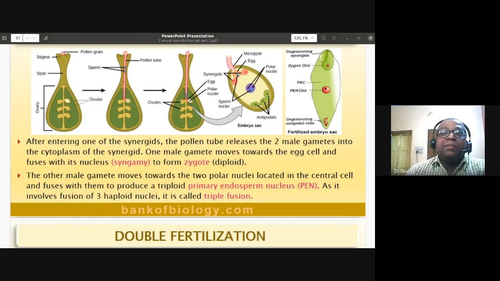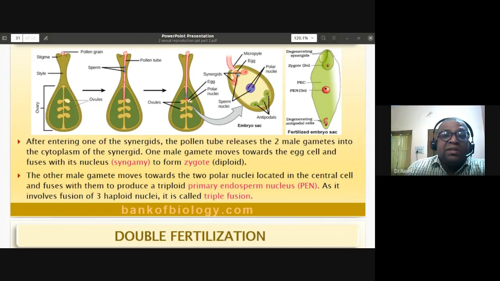So that is what you have to remember about fertilization in angiosperms. After the pollen tube has entered, the synergids guide it and receive the pollen tube contents. The pollen tube contents are released in the synergid. Synergids have a filiform apparatus, and the filiform apparatus guides the pollen tube entry.